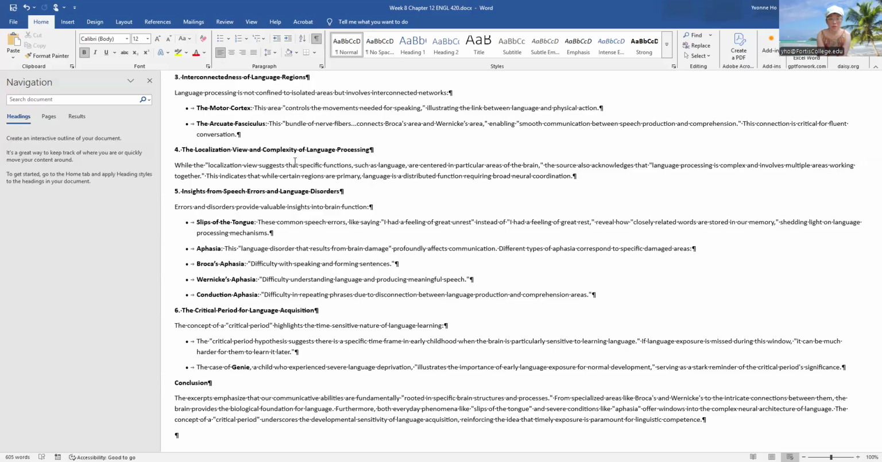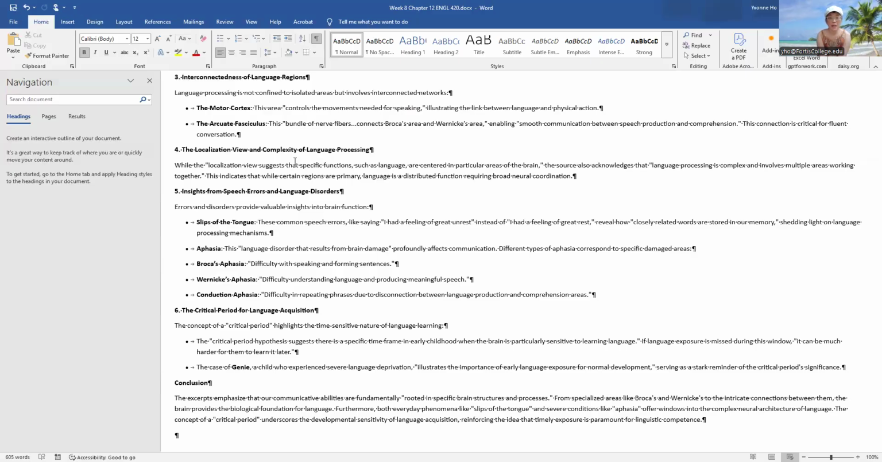Insights from speech errors and language disorders. Errors and disorders provide valuable insights into brain function. Slips of the tongue. These common speech errors, like saying, "I had a feeling of great unrest," instead of saying, "I had a feeling of great rest," reveal how closely related words are stored in our memory, shedding light on language processing mechanisms.